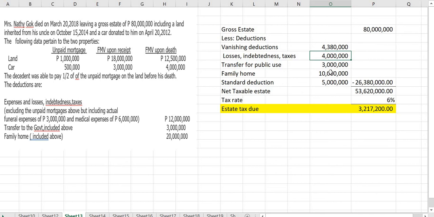And also, the standard deduction. Even though it is not mentioned in the problem, it is automatic. You have a standard deduction of 5 million. Okay? So, the total deduction is 26,380,000. And then the net taxable estate is the gross estate minus the deductions. You have 53,620,000 as your net taxable estate times the tax rate. And you have an estate tax due of 3,217,200. Okay?